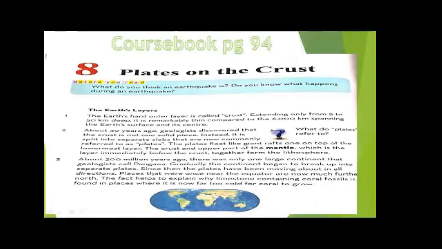Giant rafts means a great mass of land on top of the lowermost layer, the crust and the upper part of the mantle. Mantle is the section under the crust of the earth, which is the layer immediately below the crust and is also called outer mantle. So the crust and the outer mantle together form the lithosphere, which is a solid part consisting of the crust and the outer mantle. The mantle is hot and represents 68% of the Earth's mass.